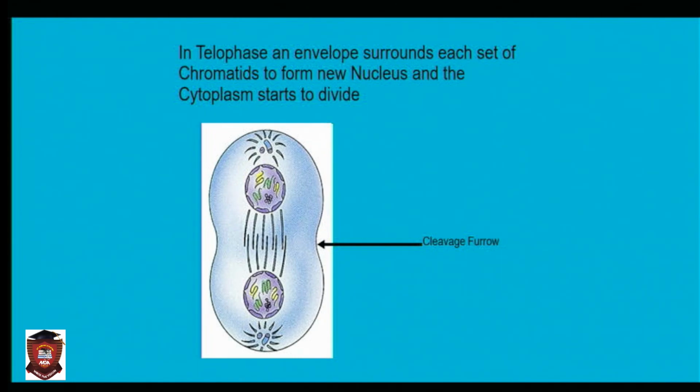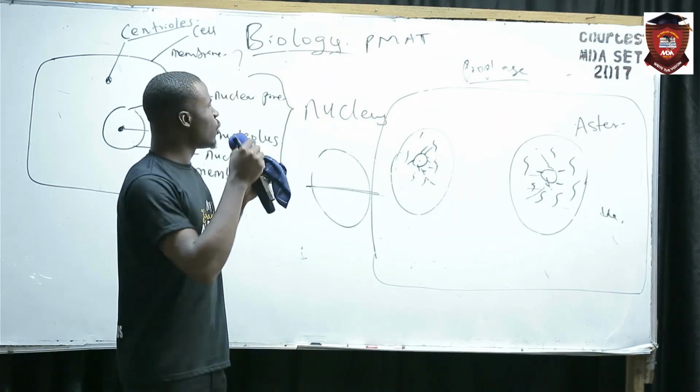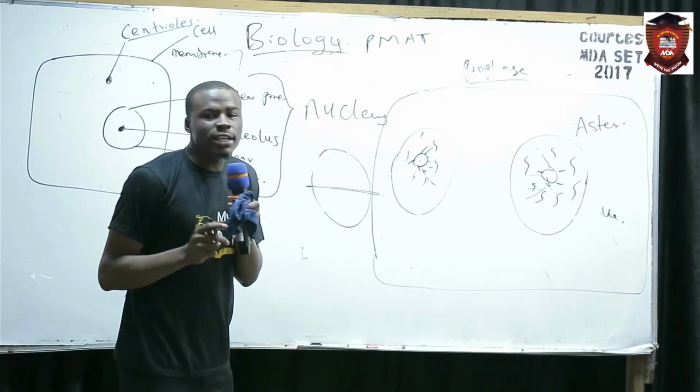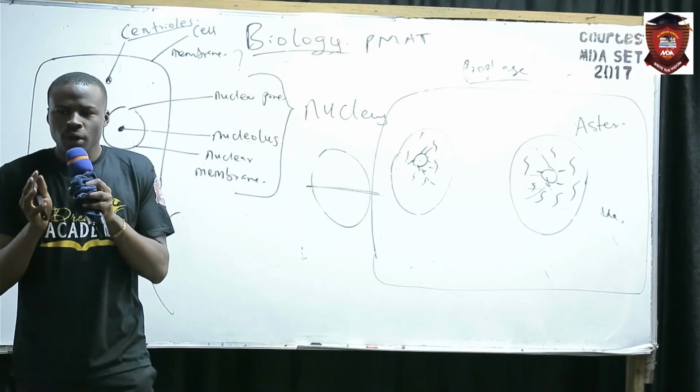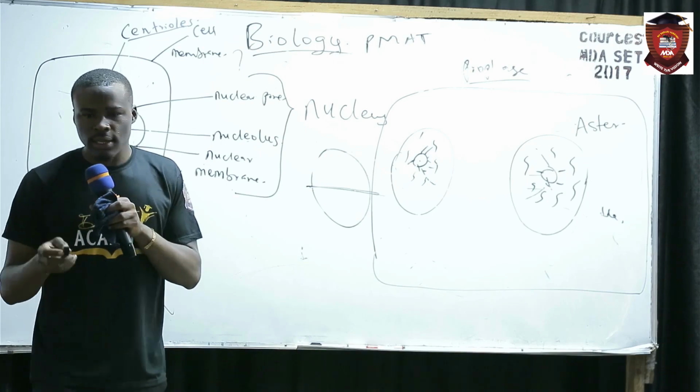So, can we pay attention? In telophase, the nuclear envelope comes back. Now, remember the aim is to form daughter cells. We have completed the mitotic stages. The mitotic stages are still PMAT: prophase, metaphase, anaphase, and telophase. Telophase is a kind of the end of mitotic division. But you have another one we call cytokinesis. Let's look at the slide again.